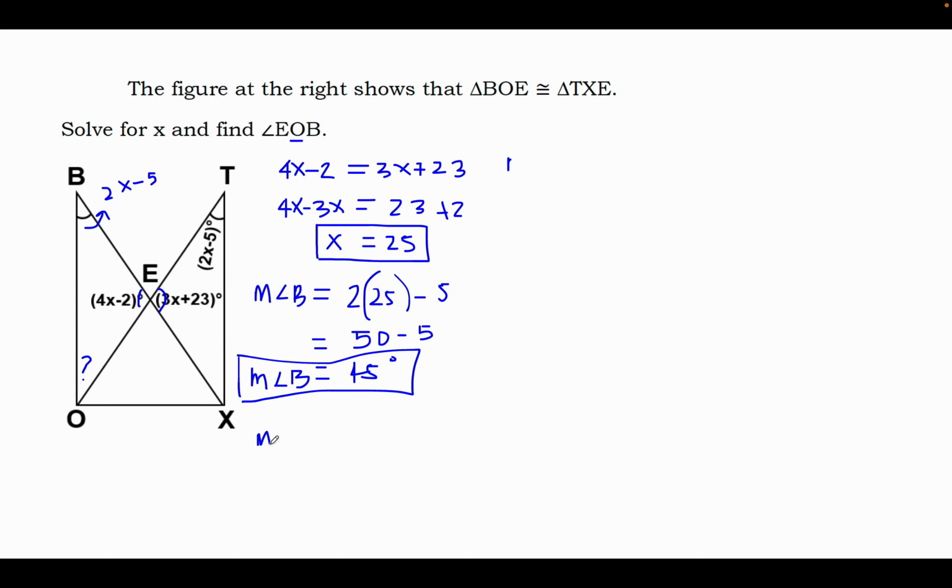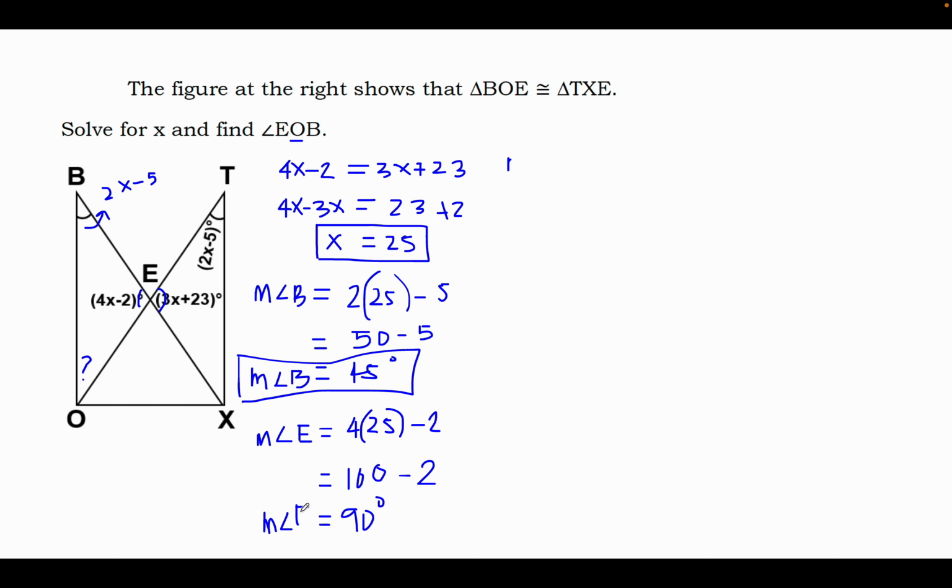And measure of angle E is simply equal to 4, substitute 25 for x again, kasi ang x natin is 25, minus 2. Then 4 times 25, so we have 100. And then 100 minus 2 is equal to 98 degrees. That's it.